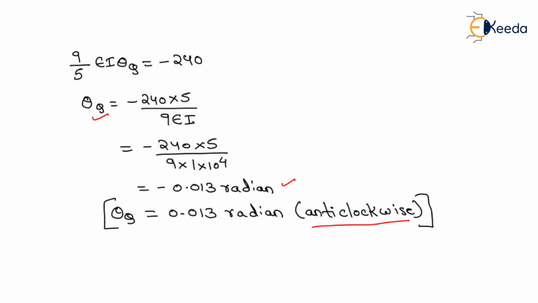So we have just written theta Q as 0.013 radian in the anti-clockwise direction. So in this way we have computed the rotation of joint Q, that is 0.013 radian in the anti-clockwise direction. Students, we have completely solved this numerical. Thank you very much.